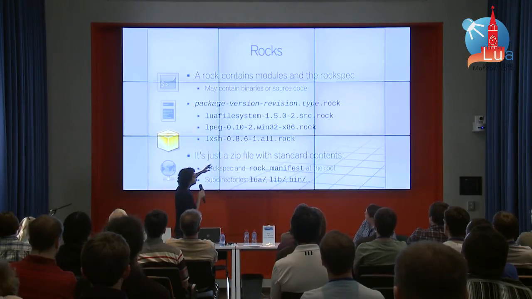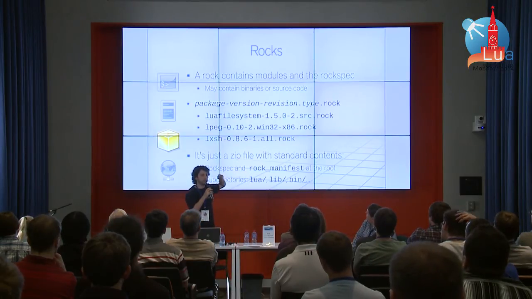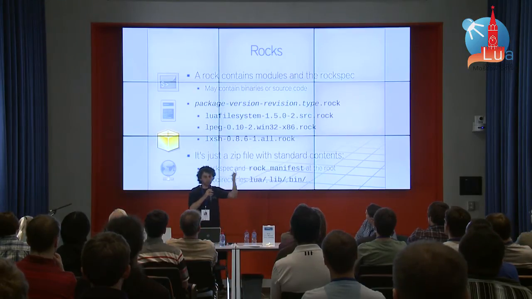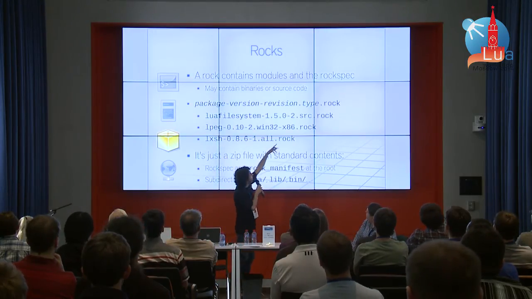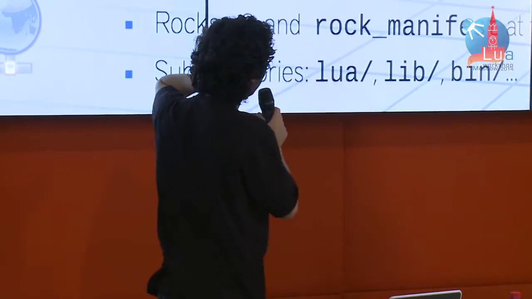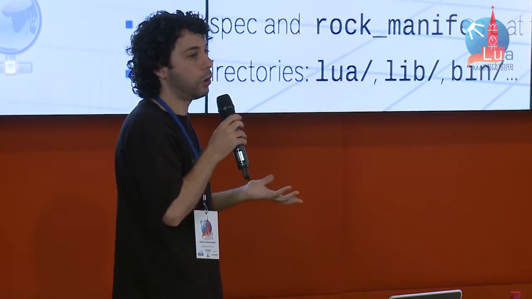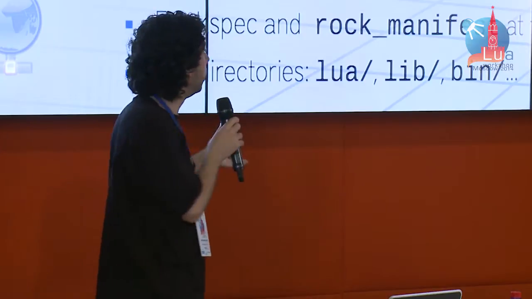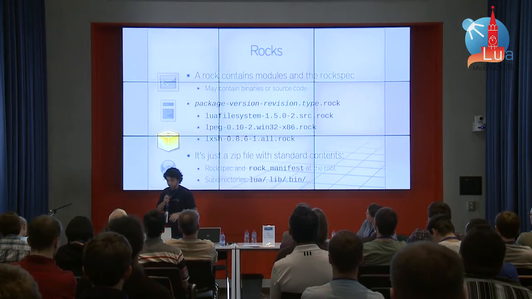And the type, which can actually be a source rock, which contains the source code. You can pass that rock to the LuaRocks command line tool. It's going to compile it and generate a binary one. For example, here would be LPeg compiled for Windows. You can have that package. And some of the rocks actually only contain Lua code, so they're portable. You don't have to compile it, and you can install it anywhere. So we call them all, like for the platform identifier.